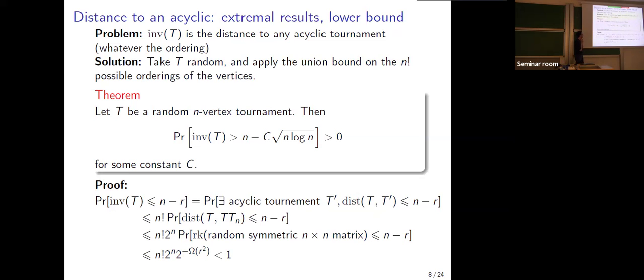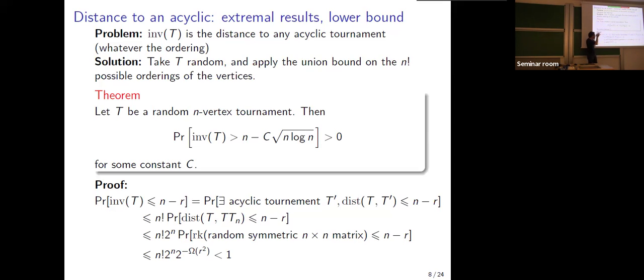Okay, but now we know how to lower bound the distance between two tournaments using this idea of representing our inversions in a matrix. And so actually this probability is at most the probability that a random symmetric n by n matrix has rank at most n minus r. Just doing the same reasoning as before. Because if there are n minus r inversions going from T to TTN, then we can represent them in a matrix, and this matrix should be exactly the adjacency matrix of T.